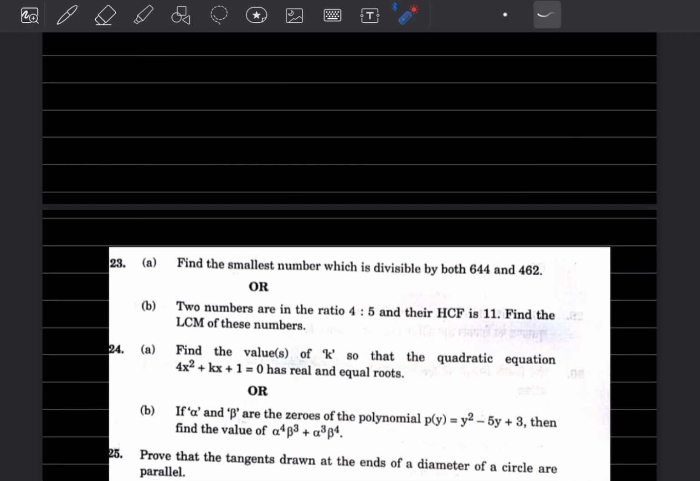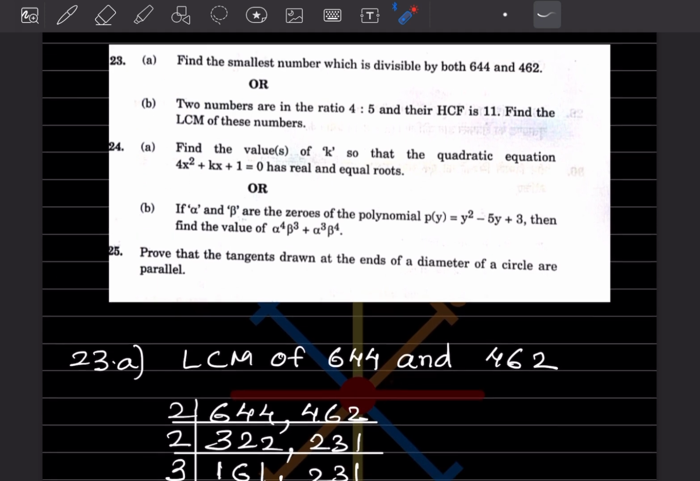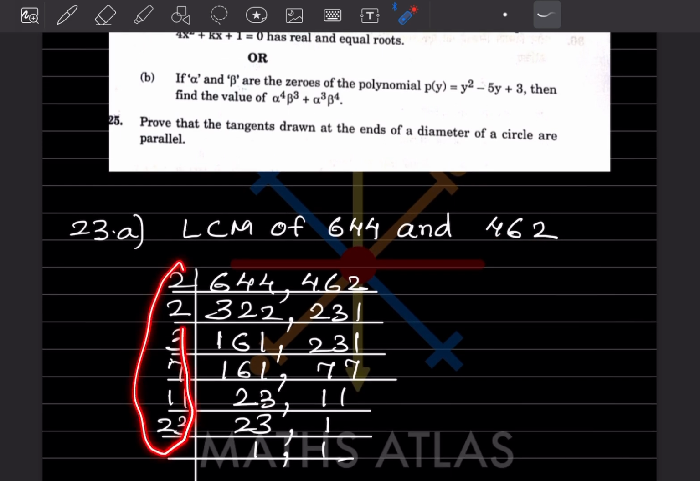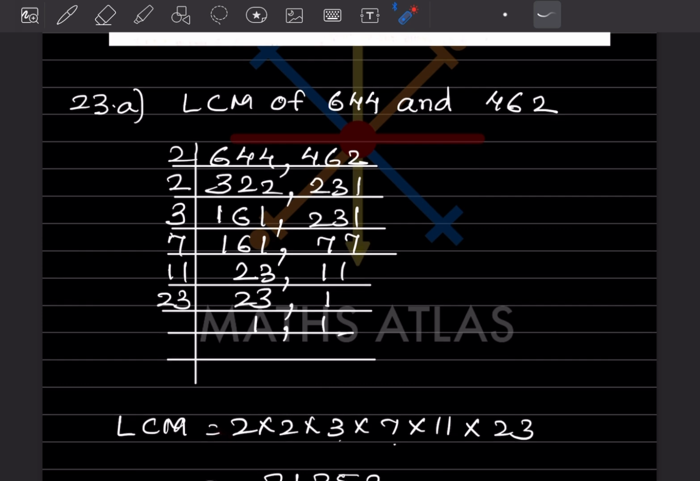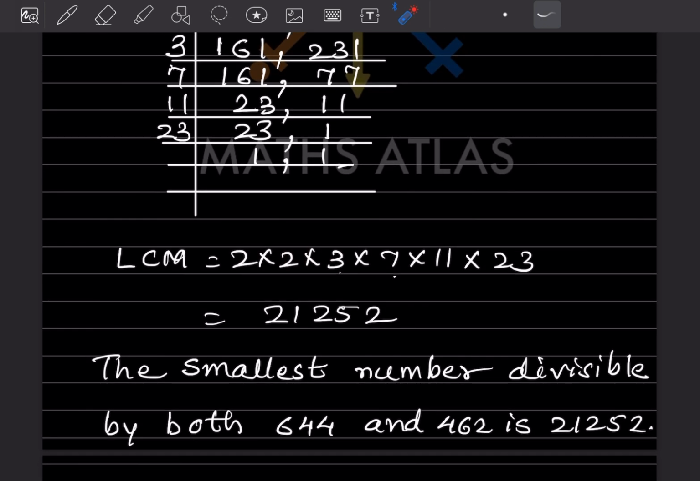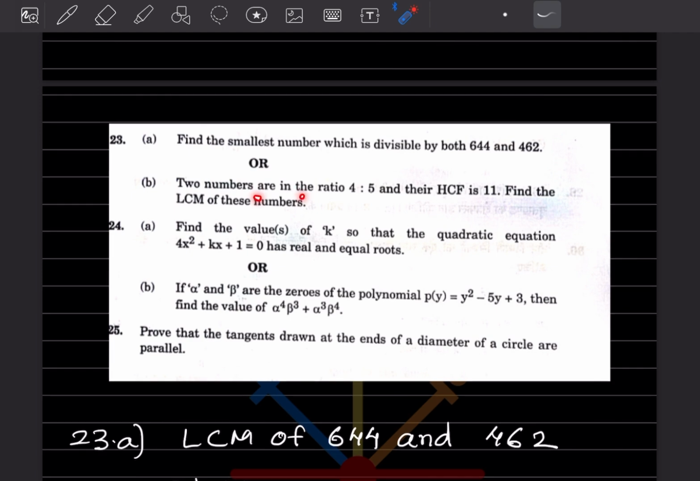Find the smallest number which is divisible by both 644 and 462. So in this case, we'll take the LCM of 644 and 462. So these are the factors. This LCM is going to be 2 into all of this. We have to write it here. After multiplying this, you get 21,252. So we can say the smallest number divisible by both 644 and 462 is 21,252.